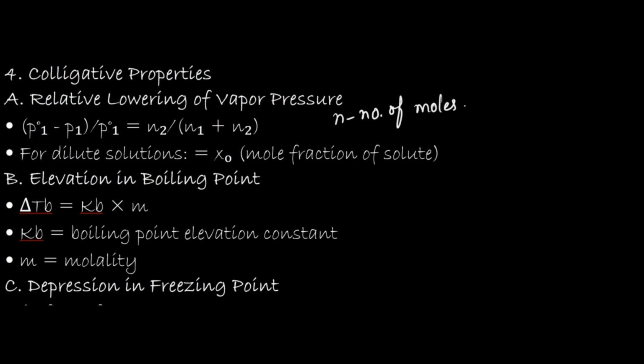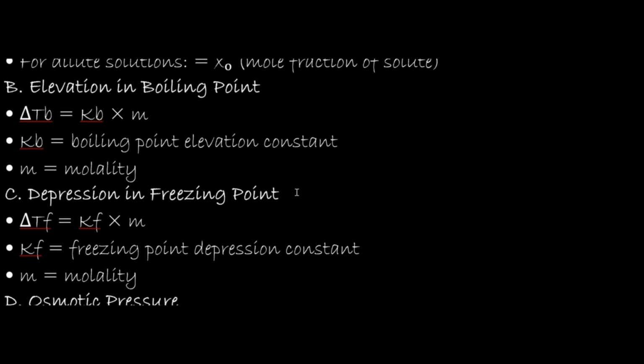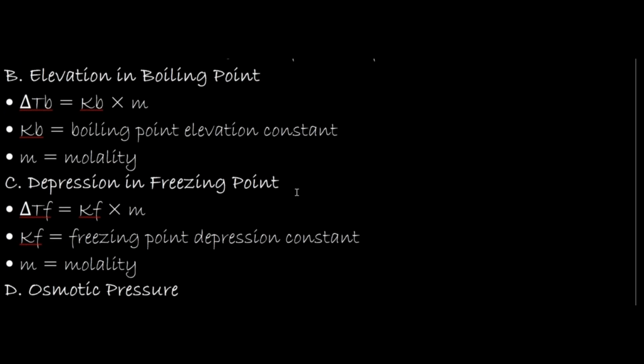N1 and N2 represent the number of moles of the components. The second colligative property is elevation in boiling point. Here we have a constant, the boiling point elevation constant, or ebullioscopic constant, into molality. Kindly note this is molality, not molarity. So delta TB, the change in temperature, is equal to the boiling point elevation constant into molality.